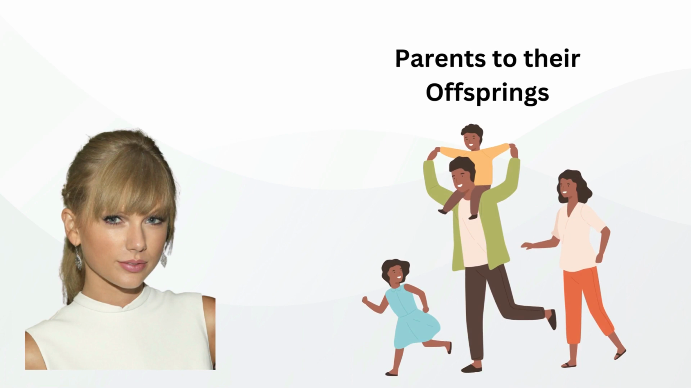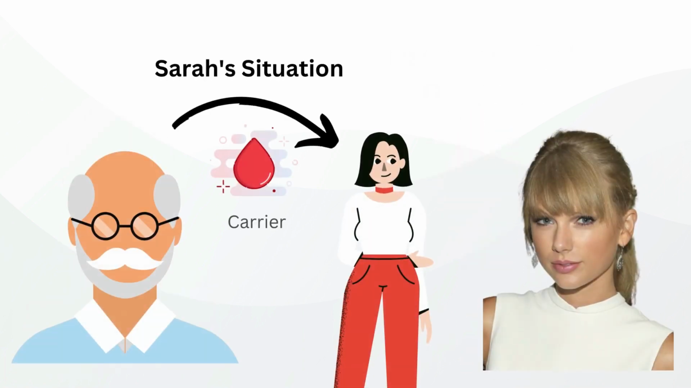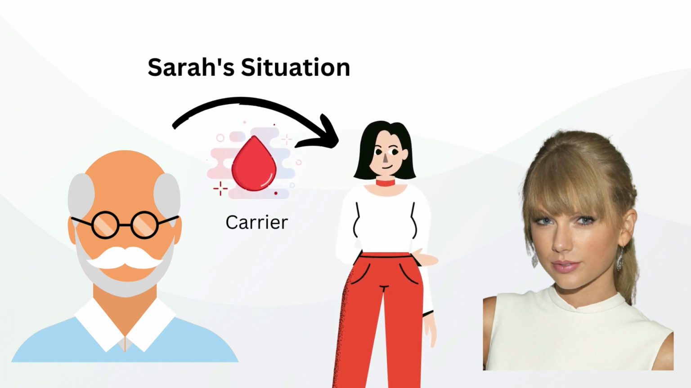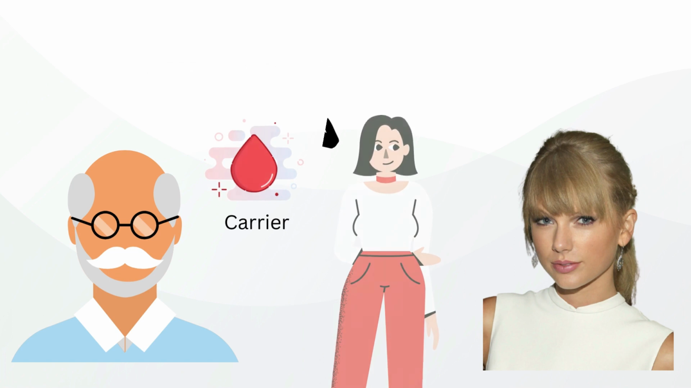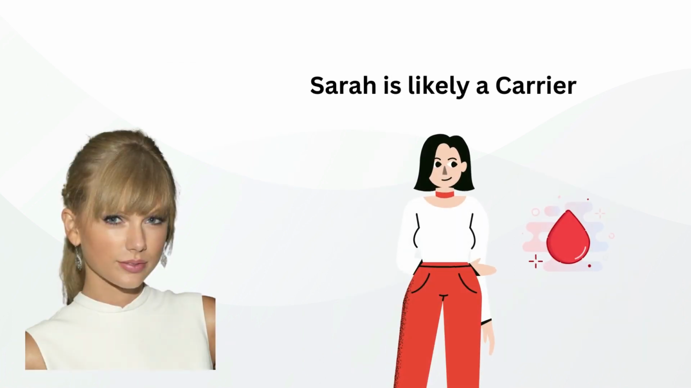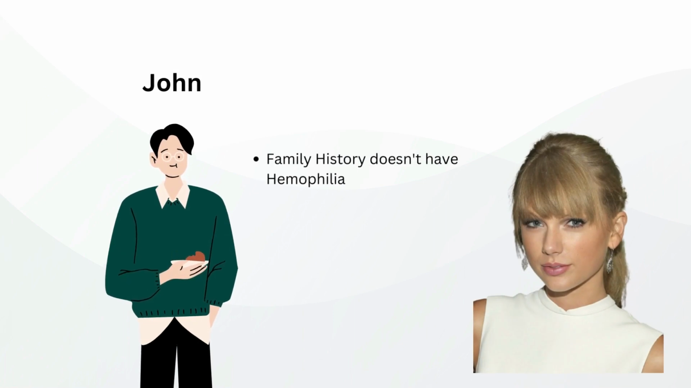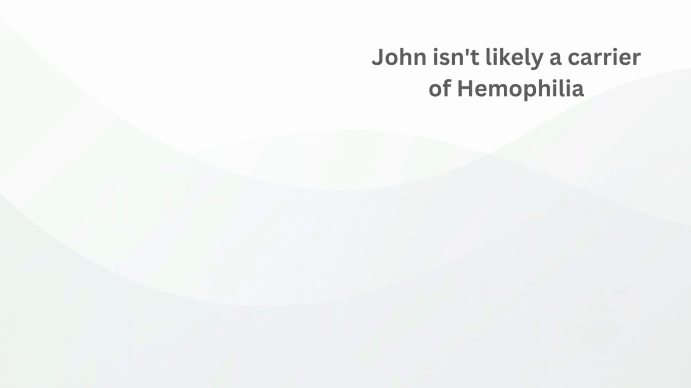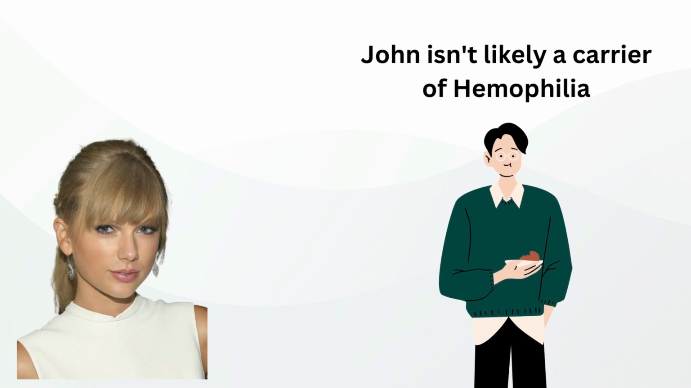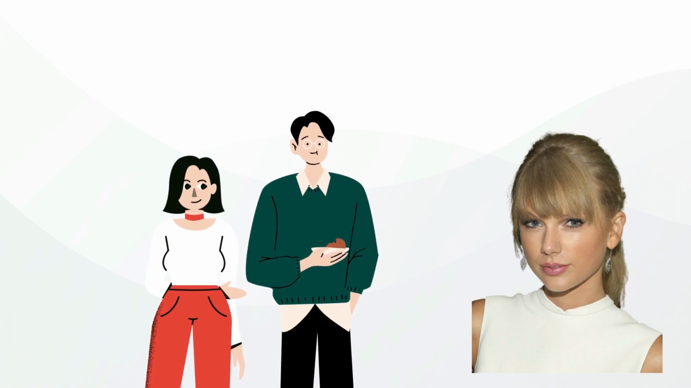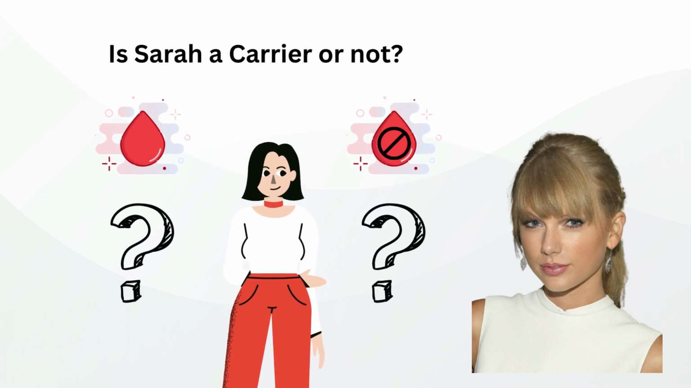The X chromosome contains the hemophilia gene. In which case, we know that Sarah's father has the hemophilia disorder. He likely passed on the affected X chromosome to Sarah. So it's likely that Sarah is a carrier of hemophilia. John, on the other hand, has no family history of hemophilia, which means he is unlikely to be a carrier for the condition. When it comes to the likelihood of passing on hemophilia to their future children, it would depend on whether Sarah is a carrier or not.